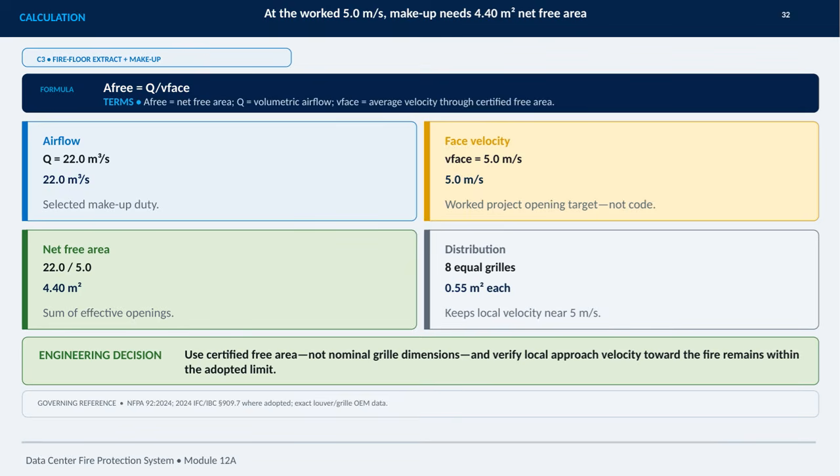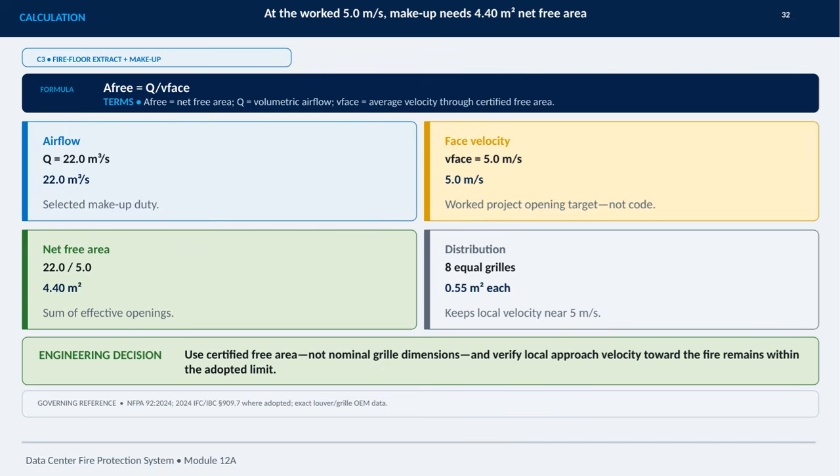The area is then distributed across 8 equal grills, giving 0.55 square meters of effective free area per grill. This arrangement is intended to keep the local approach velocity near the adopted 5 meter per second value, rather than concentrating the airflow in one location. There is an important design distinction here. The 5.0 meters per second is a worked project opening target, not a code requirement stated by this calculation.